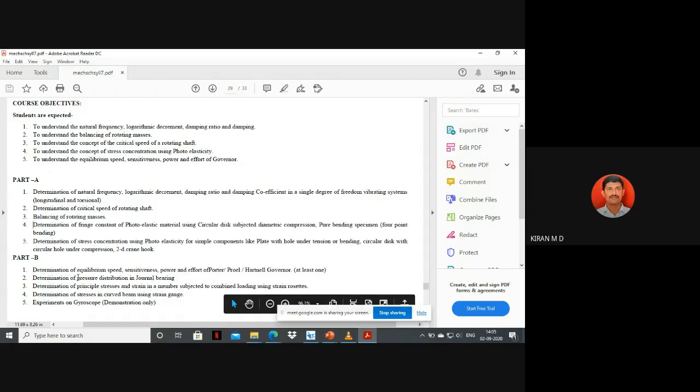Again, determination of pressure distribution in the journal bearing, and determination of principal stresses and strain in a member subjected to combined loading using strain gauge or strain rosettes. Combined loading, you have studied in DME 1. The component undergoes tensile, bending, and torsion, so all the types of load acting at a time on the component, we call combined loading. The member subjected to combined loading, we are going to test using the strain rosettes.